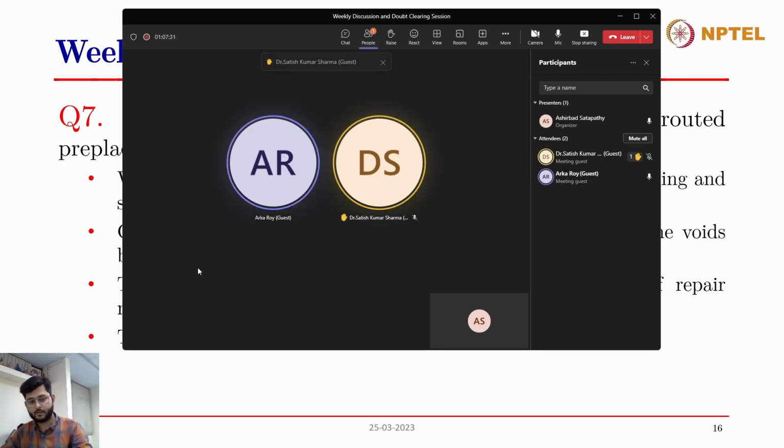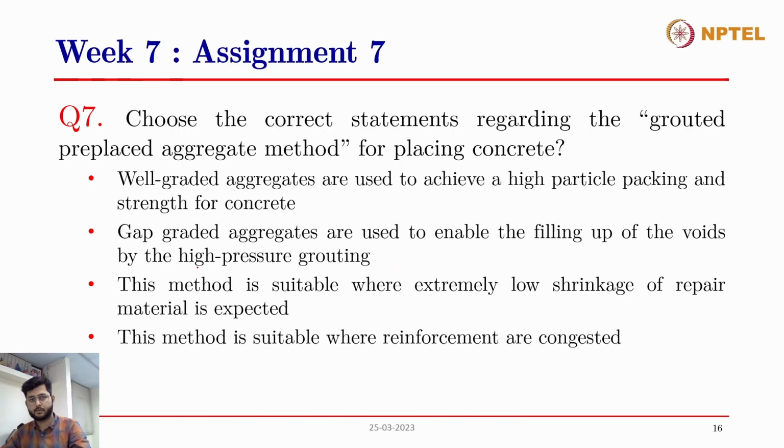Sir, well-graded aggregate system means that there will be high particle packing, so the grout material can't flow and fill up the voids because it is already occupied by the aggregates. So this can't be true. A gap-graded system can be used for this because there will be voids through which the grouted material can pass. Actually, the grouted material is poured from the bottom to the top, so that it can occupy every space within the concrete. So the second option is correct.